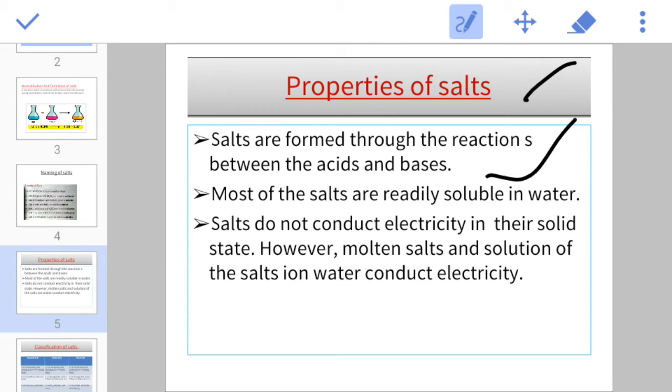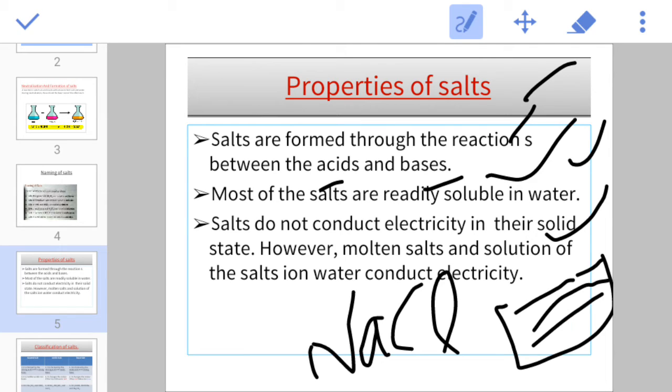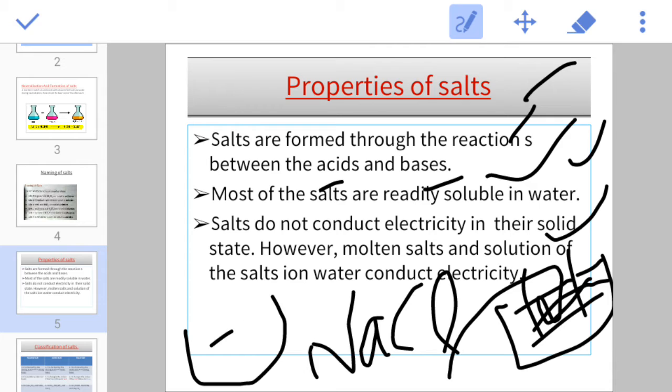Next, we have the properties of salts. First of all, how are salts formed? Whenever there is a reaction between an acid and a base, there is a formation of salts. Most salts are readily soluble in water. We know that NaCl, which is a salt, is easily soluble in water. And salts do not conduct electricity in their solid state. First of all, we have to make the solution. We have to dissolve NaCl in it. Then it conducts electricity like this.